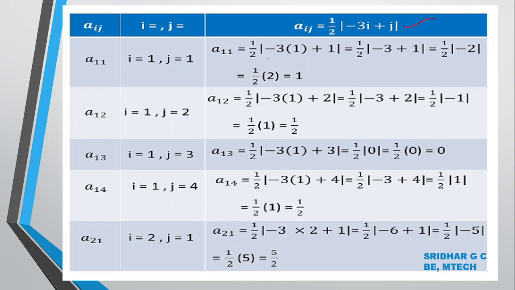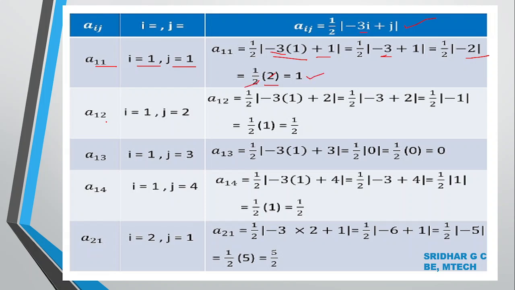Let me show you. Here A11 means i equals 1, j equals 1. Substitute here: minus 3 into 1 plus 1. So minus 3 into 1 is minus 3. 1 by 2 stays as it is. Plus 1, minus 3 plus 1, minus 2. See, the modulus or magnitude of this negative value will become what? 2. Negative will become positive. So 1 by 2 into 2, cancel. So we will get 1.